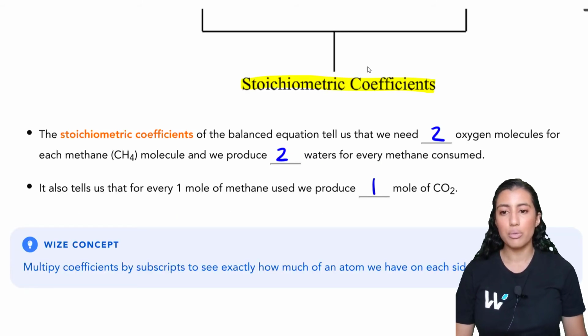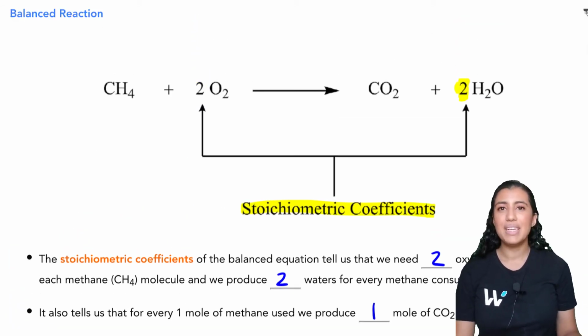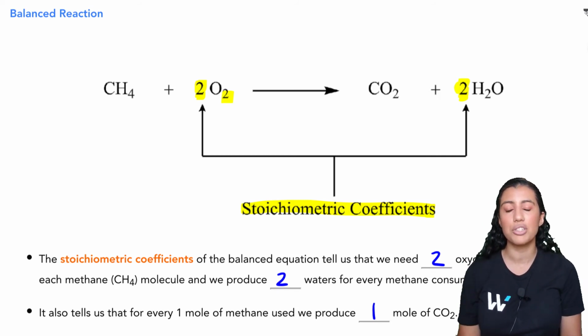And again, we did go over this, but it's just reminding us that the concept to remember is that when we're balancing equations, make sure that you're multiplying coefficients by subscripts to see exactly how much of an atom we have on each side. By that I mean, if I need to figure out the number of oxygens on the left side, I'm going to want to multiply the stoichiometric coefficient from the balanced reaction with the subscript, so I know that 2 times 2 is 4, so there are 4 oxygen atoms in total on the left side here.